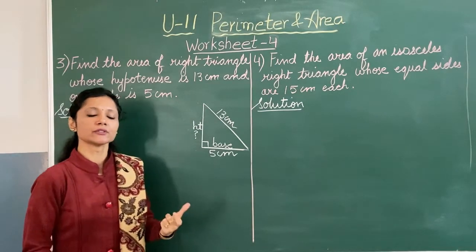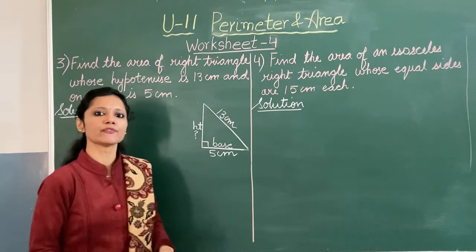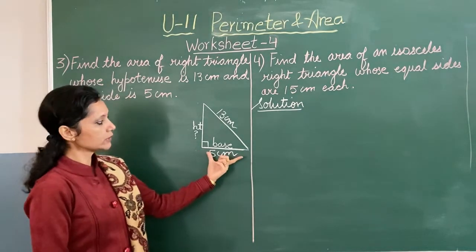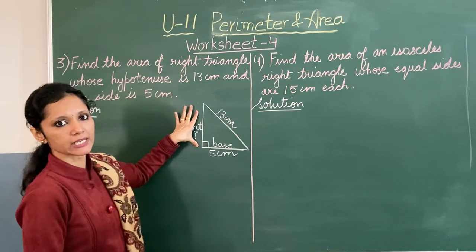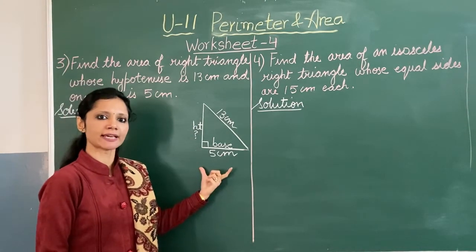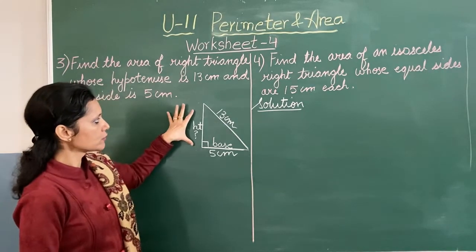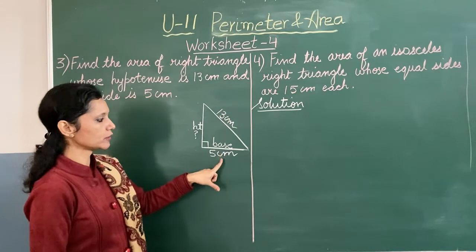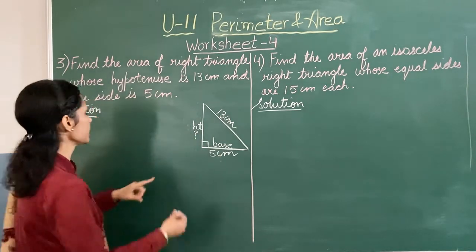Now the formula to find out the area of any triangle is half into base into height. Now we know the base but we do not know the height. So first of all we'll find out the height and then we'll find out the area of this right angle triangle. Now in order to find the height, we know the other two sides. We know the hypotenuse and we know the base. So we'll apply the Pythagoras theorem.